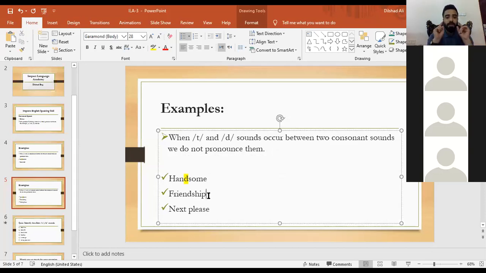Very good. Handsome. We have the N sound and the S sound, and this D sound between them. Can you read this time for me? Handsome, without D. We do not pronounce it. Excellent. Very good. Handsome. We do not pronounce this sound because it is between two consonant sounds. Very good. Excellent. Thank you so much.